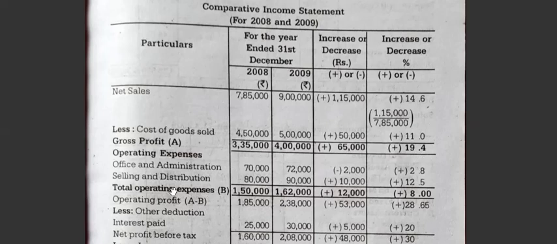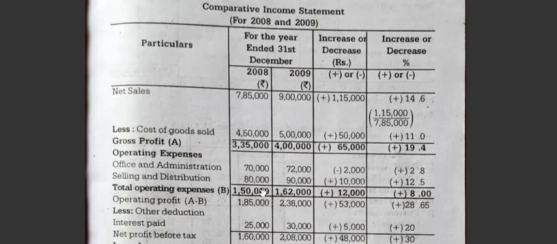Next is office and administrative expenses. You have to deduct all the office and administrative expenses, that is selling and distribution expenses. You will get minus 2,000 and plus 10,000. Okay, now here also percentage, same thing: minus 2,000 divided by 70,000 into 100, you will get minus 2.8. Here 10,000 divided by 80,000 into 100, you will get 12.5.